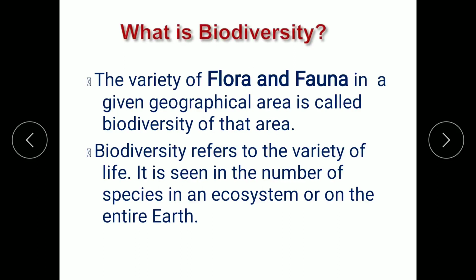The variety of flora and fauna in a given geographical area is called the biodiversity of the area. Biodiversity refers to the diverse flora and fauna that exist in a given area. Biodiversity implies varieties and variability of life on the earth and their interdependency and interrelationship. Biodiversity is typically a measure of variation at the genetic, species, and ecosystem level.